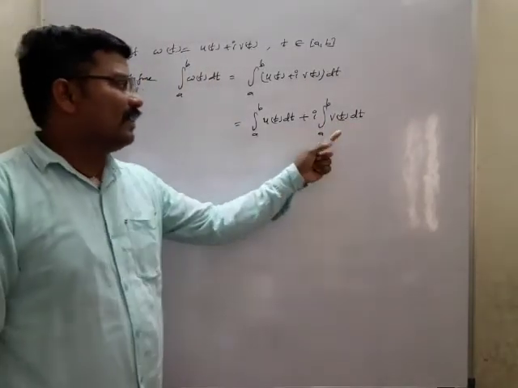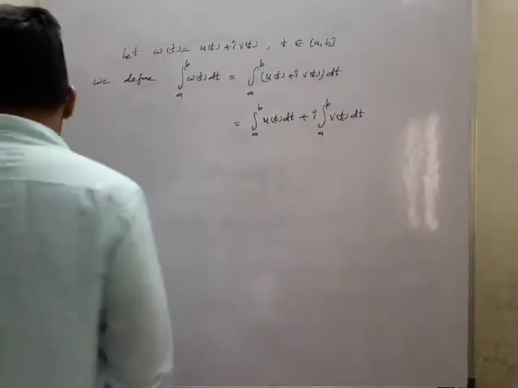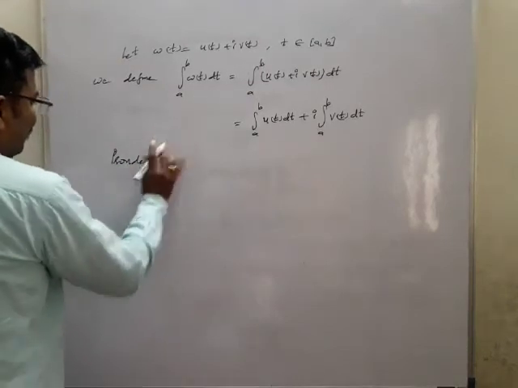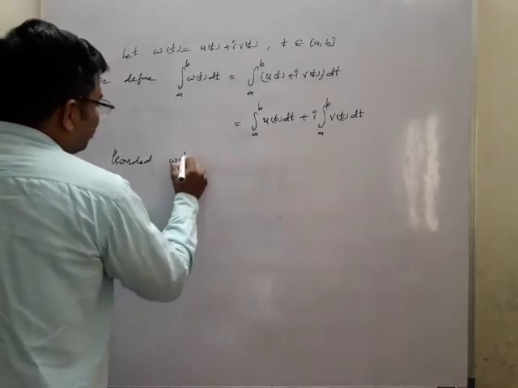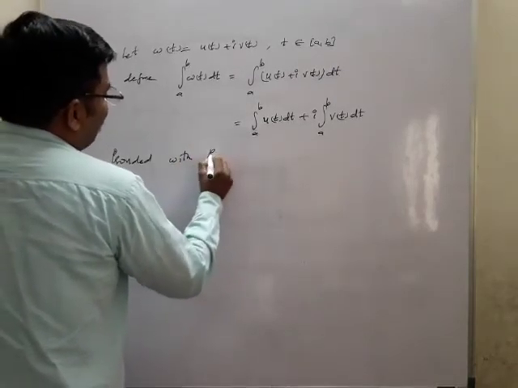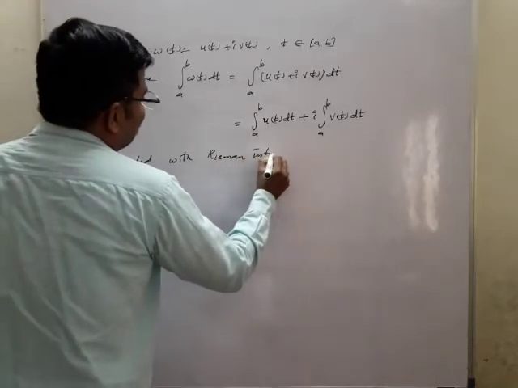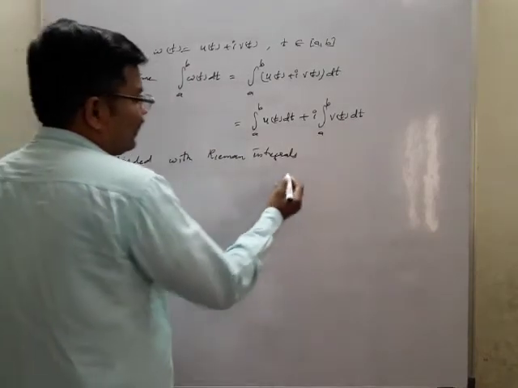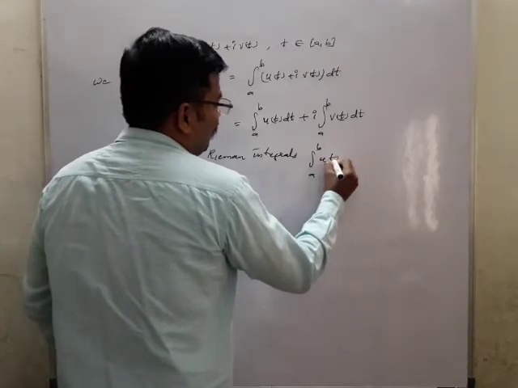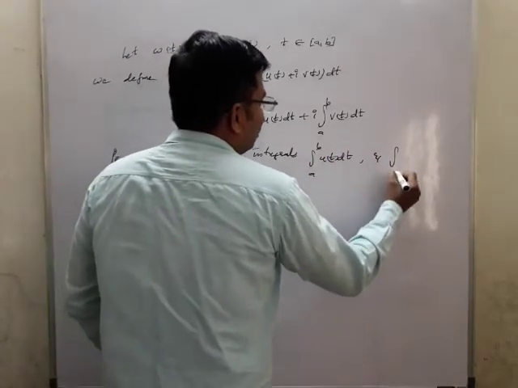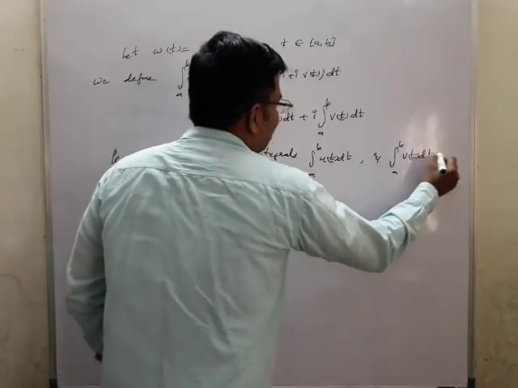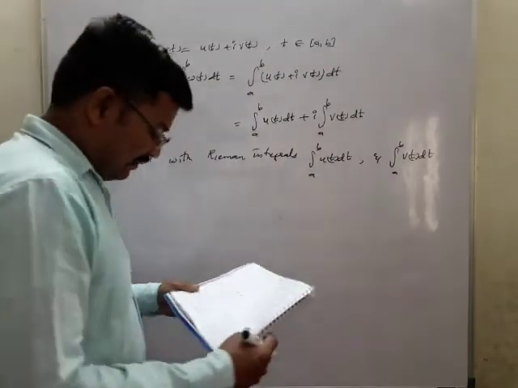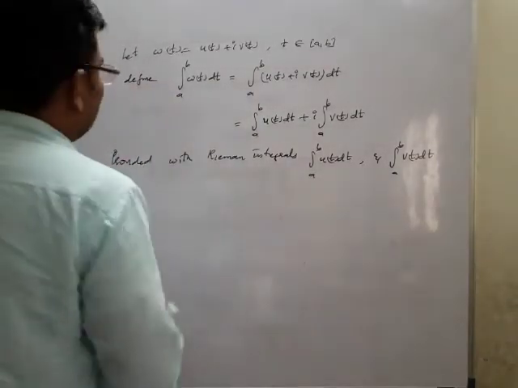Now these two integrals are nothing but Riemann integrals. So what we can say is that, provided the Riemann integrals, the integral from a to b of u of t dt and the integral from a to b of v of t dt exist, then we can write it in this form. Okay, so this is one of the definitions that we can write.